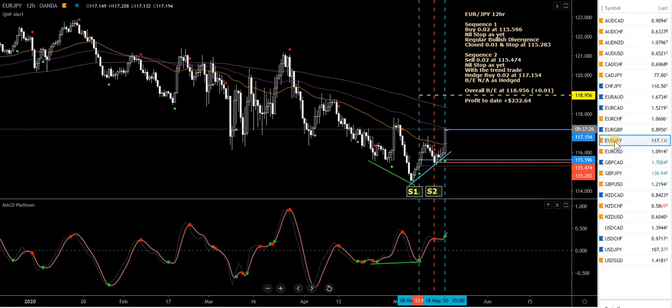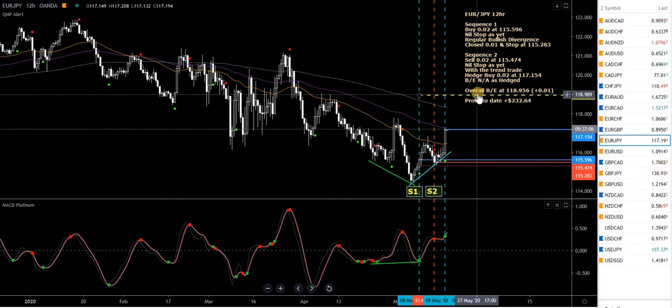Second page of my notes here. Busy day, like I said. Right, on sequence 2, I've taken a hedge buy. So I'm already in sequence 1's a buy. It's got a stop in place down here. Then I started sequence 2 with a sell, and then I've taken a buy.